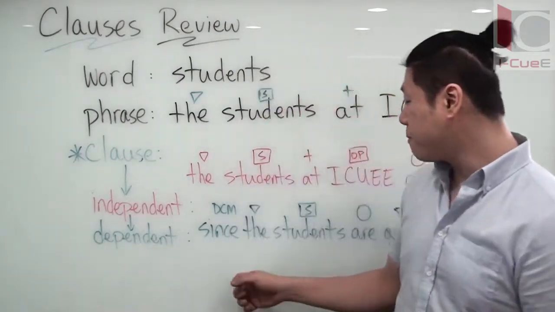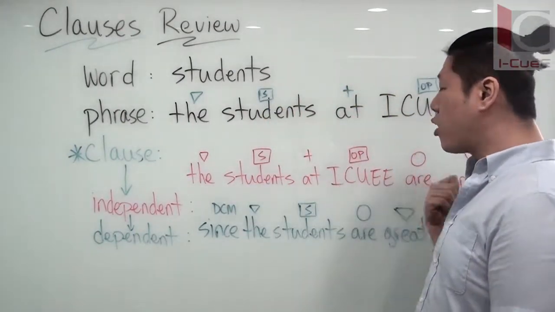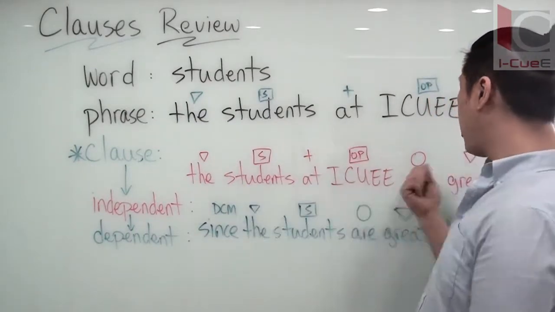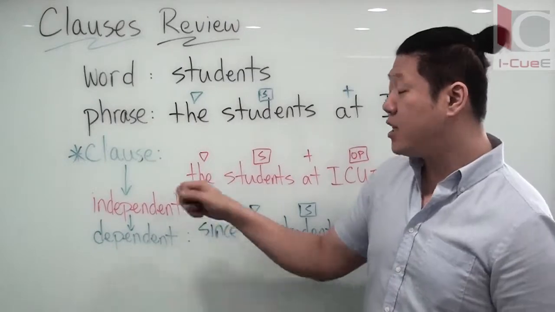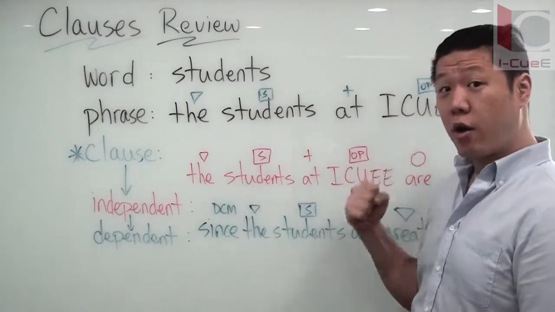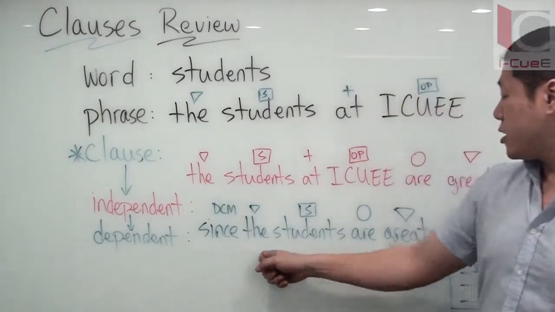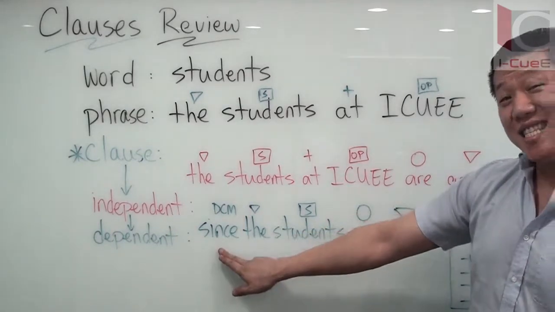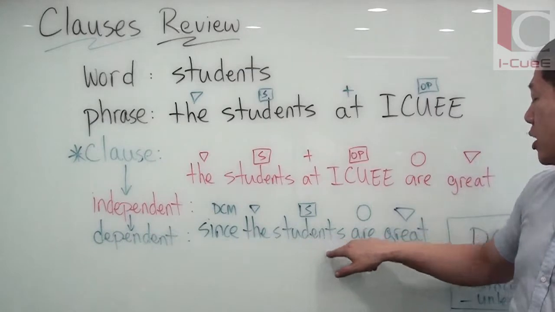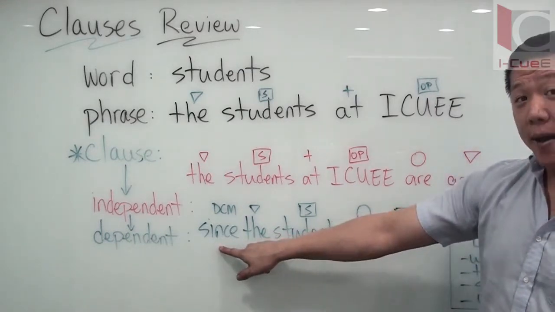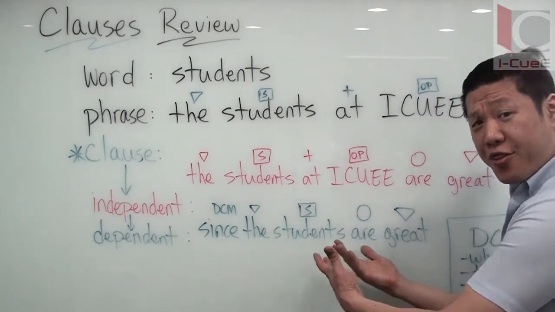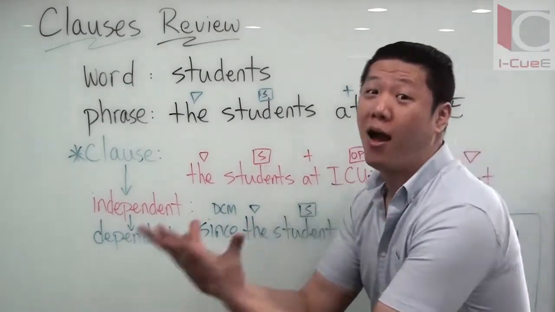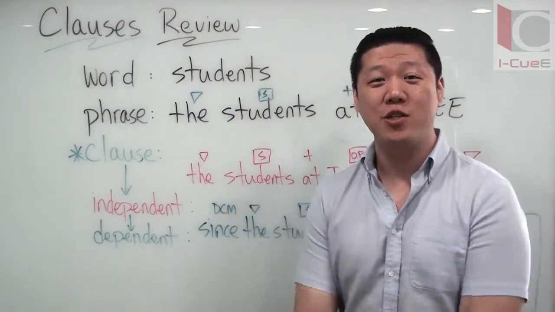So for example, I have the students at IQ are great. I'm going to take out the prepositional phrase and just say the students are great. That's still an independent clause, subject, verb. But here, the students are great, independent clause, but if I add the word since, since the students are great, I added a DCM, my thought's not complete though. Since the students are great, blah. What extra information do I need?